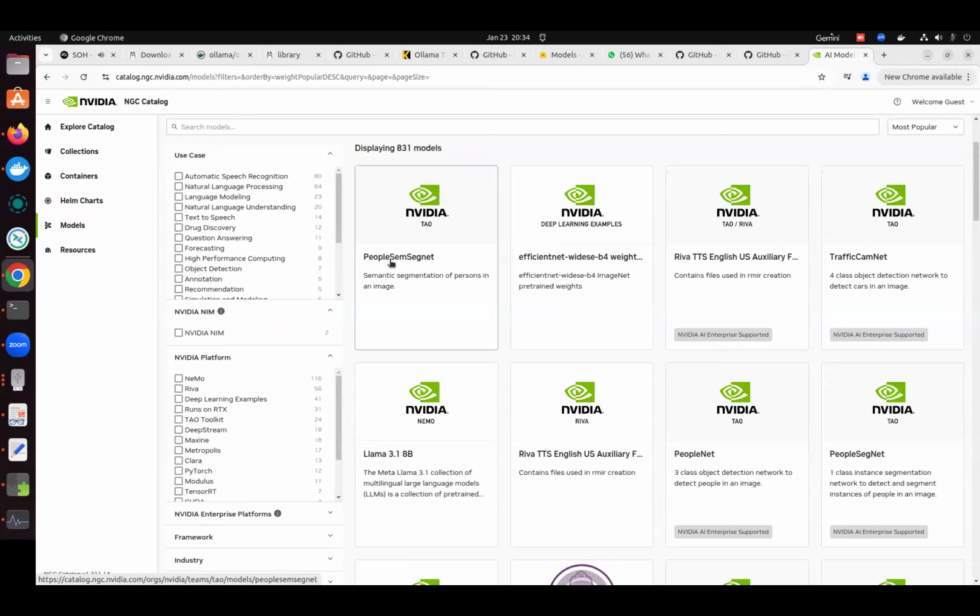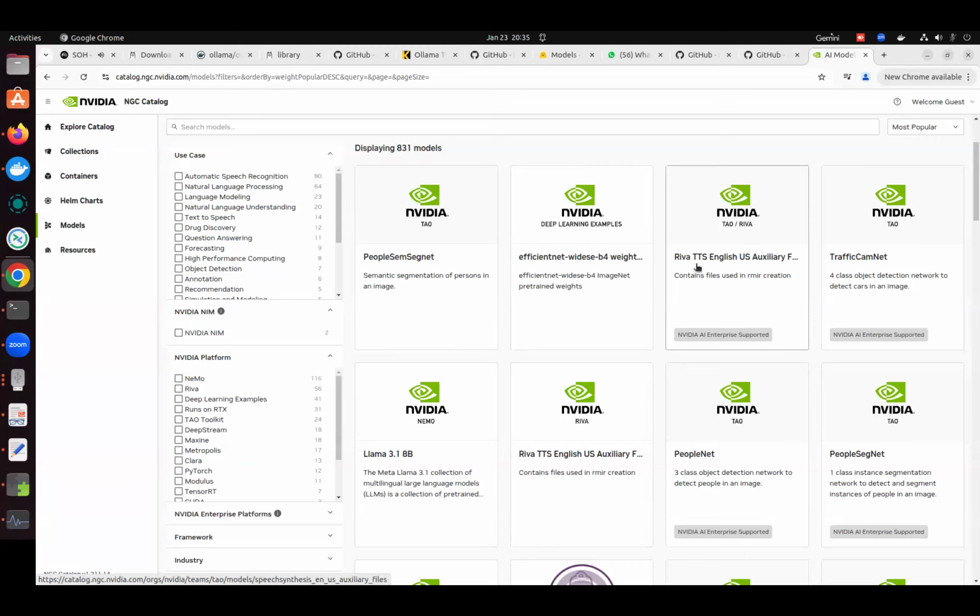If you want people semantic segmentation, where you want to semantically segment certain people, this is that particular thing. You can directly use this model. You do not need to retrain your model again. You can take it off the shelf, put it in your pipeline, and you're good to go.